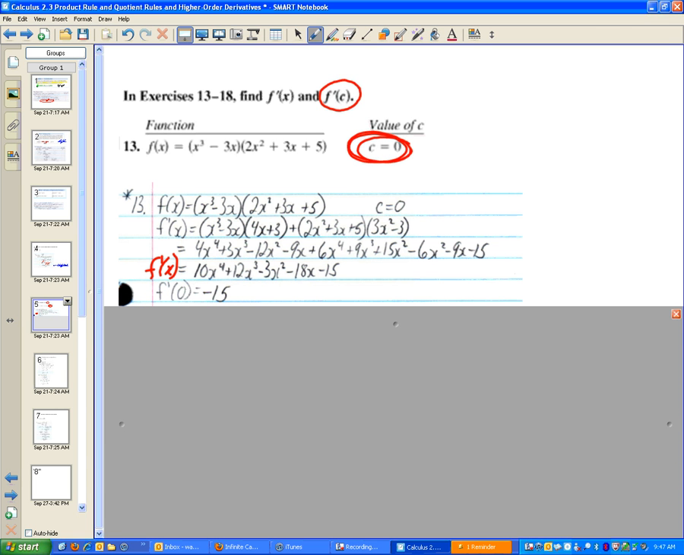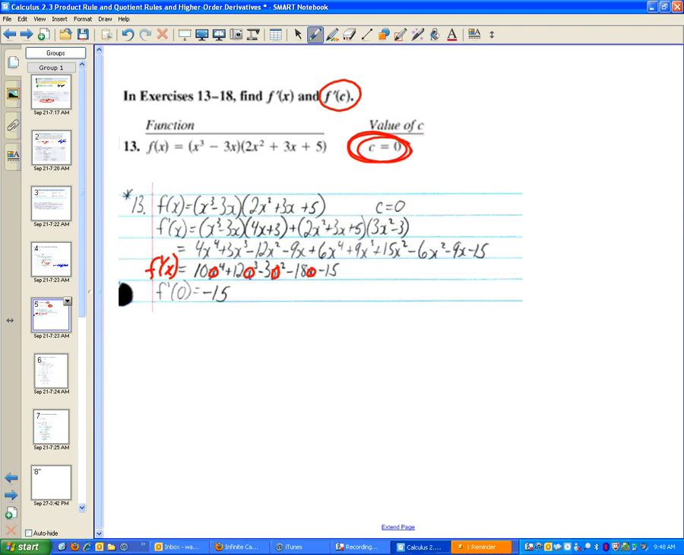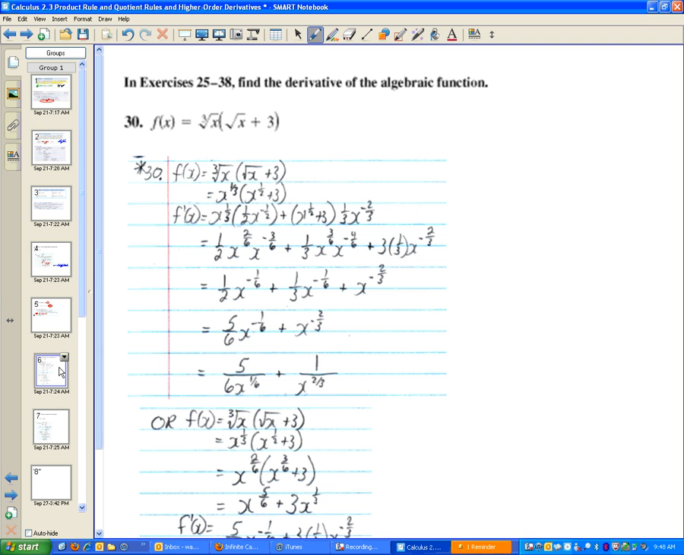So f prime of c, which in our case, since c equals 0, is f prime of 0. Well, 0, 0, 0, 0. Only thing left is negative 15. So we found the formula, we used it. Number 30.